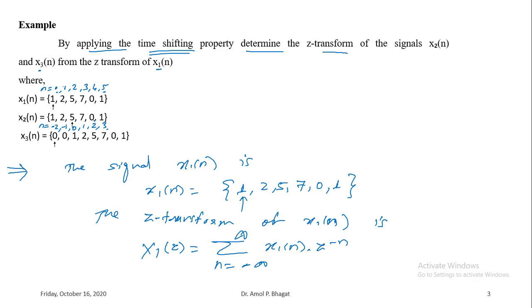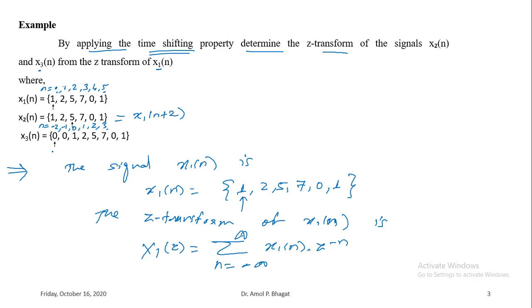So that means x2 of n is the advanced version of x1 of n. That means x2 of n is equal to x1 of n plus 2, right? So if I am advancing this signal by 2 samples, I will get this value, right? Similarly here, this origin is shifted to left by 2 samples, so it has been delayed.